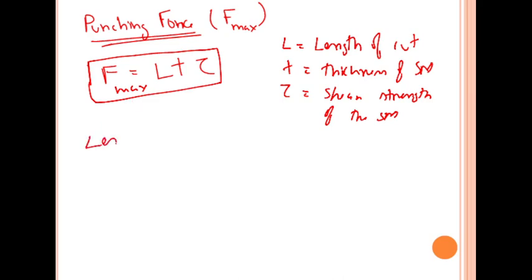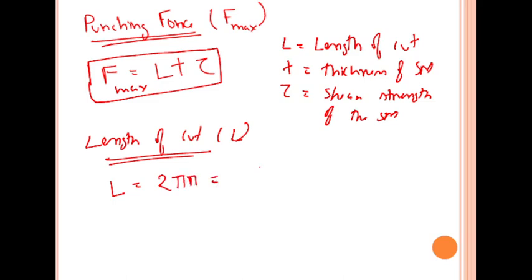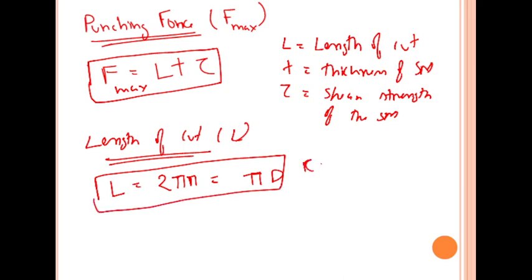Now what will be the length of cut? Length of cut will be denoted by L. In case of a circular hole, the length of cut will be the periphery. If we need to punch out a circular hole out of a sheet material, or if we need to produce a circular disc, in such case the length of cut will be equal to 2 pi r, that is the perimeter, or in terms of diameter, it will be pi d. This is when we need to punch out a circular hole.